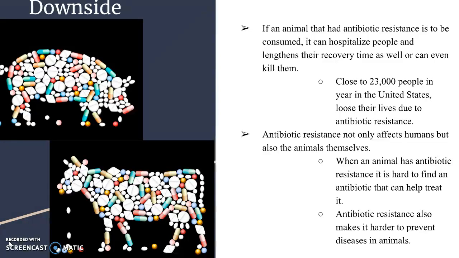When an animal experiences antibiotic resistance, it is hard to find an antibiotic that can help treat it. Antibiotics are meant to cure them, but in many cases it ends up affecting them. It weakens their body and makes it difficult to treat them. It also makes it harder to prevent diseases in the animals.